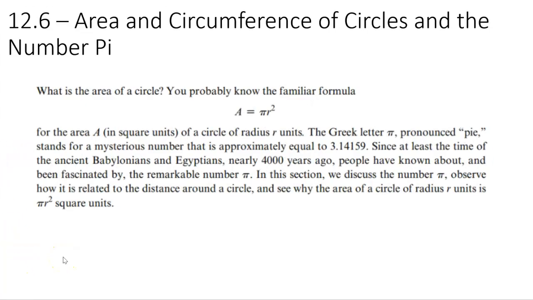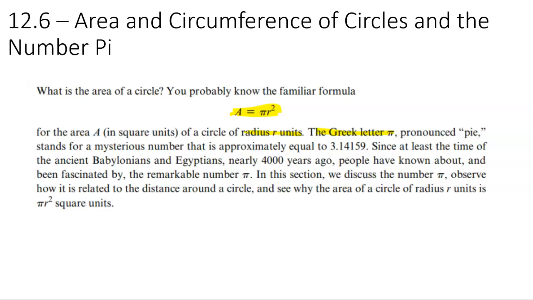What is the area of the circle? Now, it's likely that you've seen this before, of course, pi r squared. So the area of a circle has to do with the radius r units and the Greek letter pi. And in our discussion board, we're going to explore pi a little bit more. But pi is this kind of mysterious number that's approximately 3.1419, and it's been around forever.